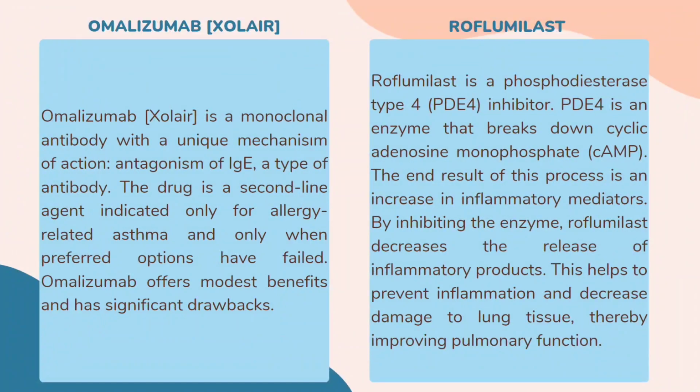Next is omalizumab, or Xolair. Omalizumab is a monoclonal antibody with a unique mechanism of action. Antagonism of IgE, a type of antibody. The drug is a second-line agent indicated only for allergy-related asthma and only when preferred options have failed. Omalizumab offers modest benefits and has significant drawbacks.